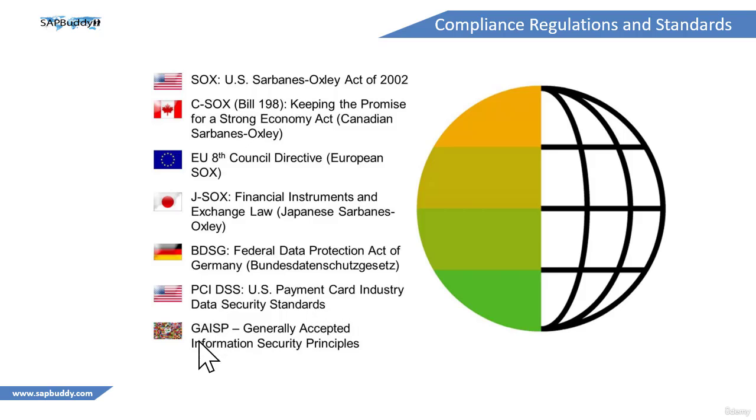Then we have GAISP. This is also quite an old security standard. This is the Generally Accepted Information Security Principles. We could say this could be an initial security standard, and later this was replaced by GASSP. So this GASSP is the Generally Accepted System Security Principles. There were slight changes made in the GASSP. So GAISP is replaced by GASSP nowadays. GASSP is mainly used in the IT environment.